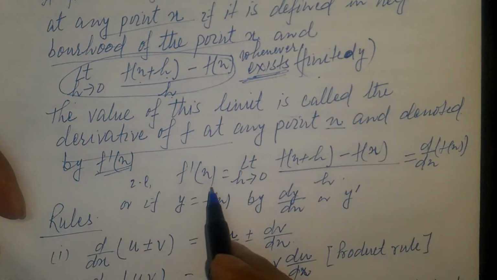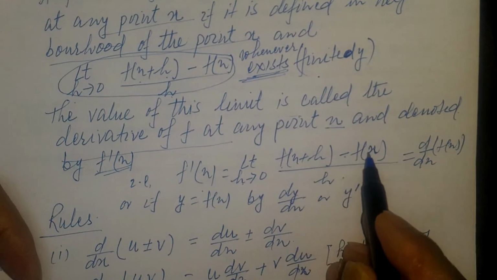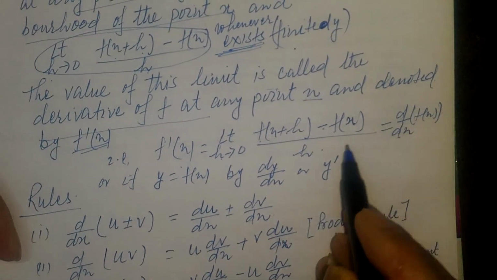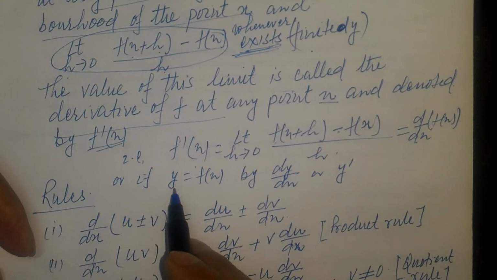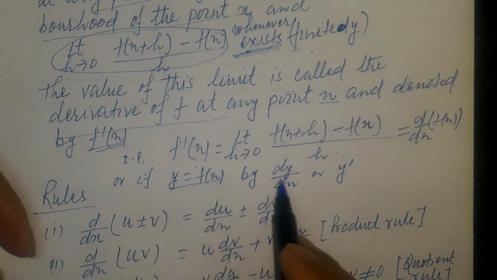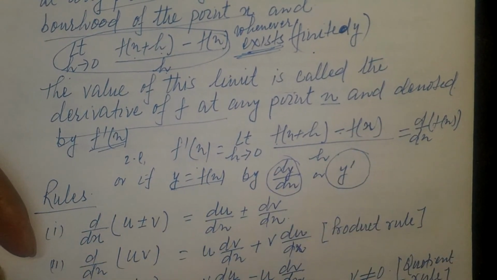So we write f dash x as limit h tends to 0, f of x plus h minus f of x by h. This is also written as d dx of f of x. Or if y is equal to f of x, then the derivative of y we write as dy by dx, or also sometimes y dash.